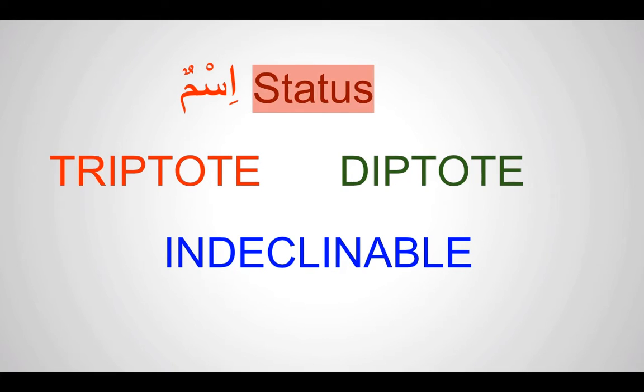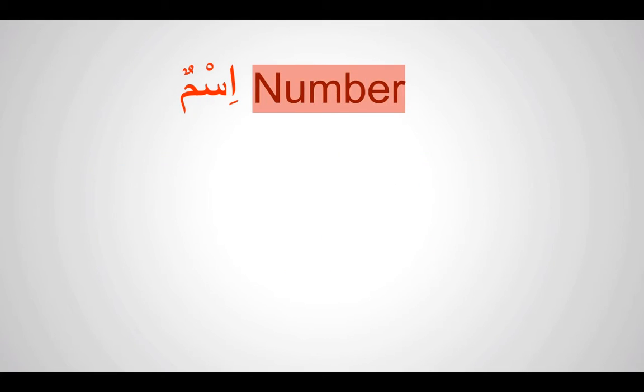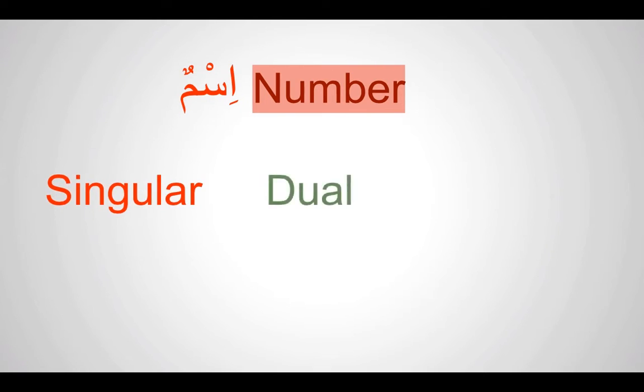Those are the status. And we learned about numbers. Numbers means a noun can represent whether it is singular, or dual, or plural. So far we have just touched the singular nouns. Inshallah, very soon we'll be going into dual and plurals. But remember that a noun can be single, dual, or plural.